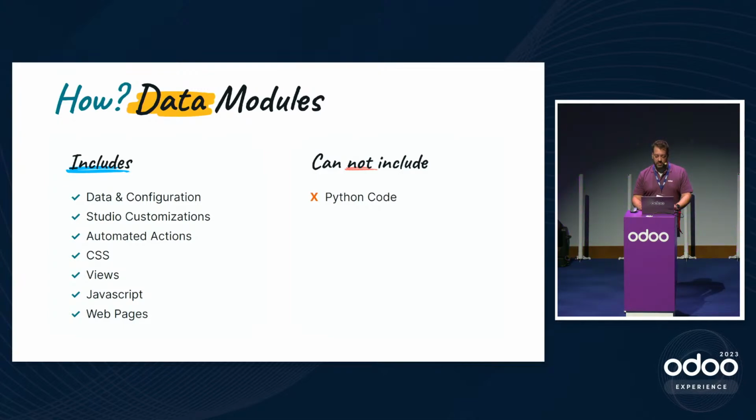But what are they really made of? It's a full package that includes everything that you can see on the slide. So data configuration, Studio customization. You might have automated actions, CSS, web pages, etc. What we do not include is Python code, meaning that you won't have fancy development in those modules. The idea is to remain simple to fit as many companies as possible. The good news is that because those are data modules, the community can participate and create their own, meaning that in the future, if you don't currently find your industry, hopefully soon enough you'll be able to find one.